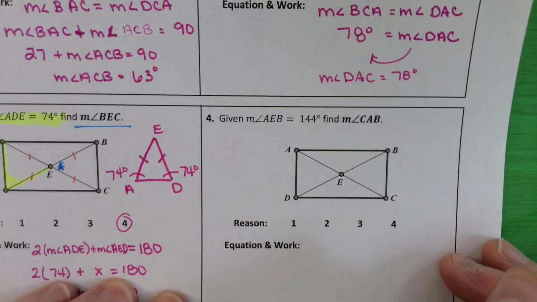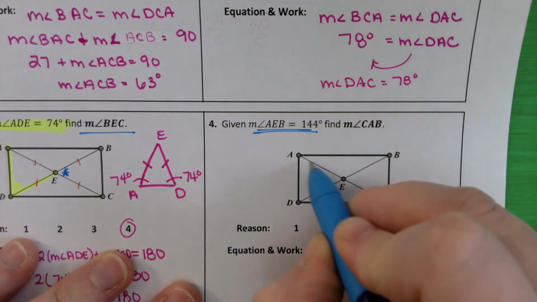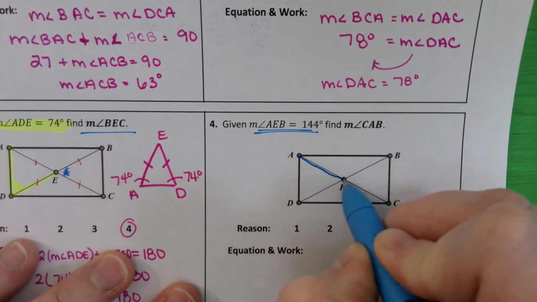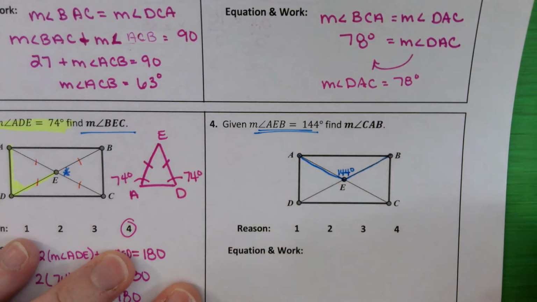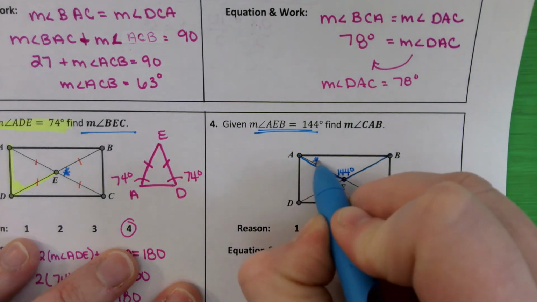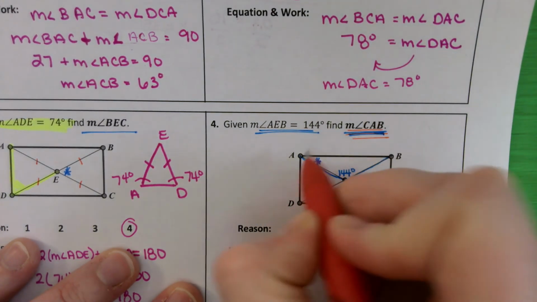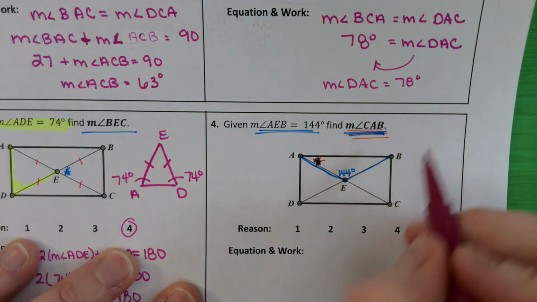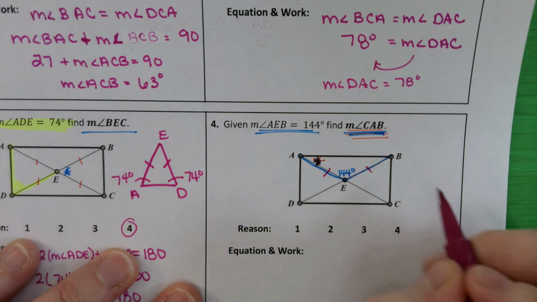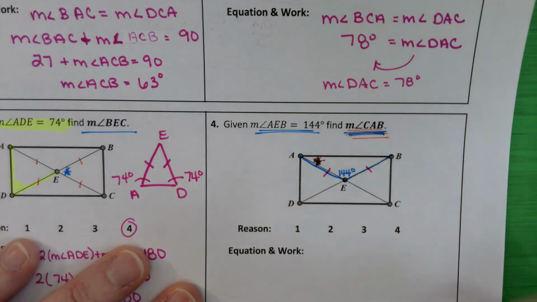So given that the measure of angle AEB is 144 degrees. Find the measure of angle CAB. So CAB is this one right here. So I'm going to add some red to that too. Okay, so I'm going to redraw this triangle out and look at it, knowing that these are isosceles triangles because the diagonals bisect each other and all four little segments that are part of the diagonals are congruent.